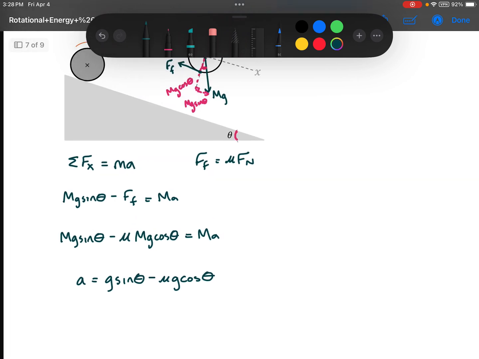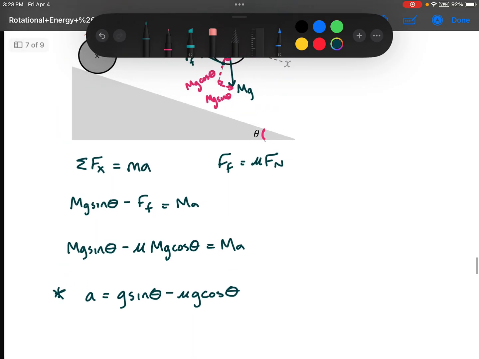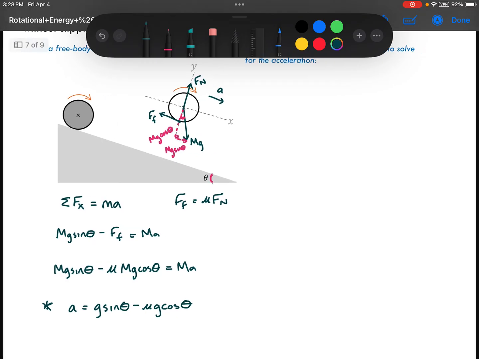All right, so we've made some progress on finding our acceleration, but at this moment, we don't know what mu is. So we're going to press pause right here. And luckily, we have another equation we can use for rotational motion, and we'll look at that in the next video.